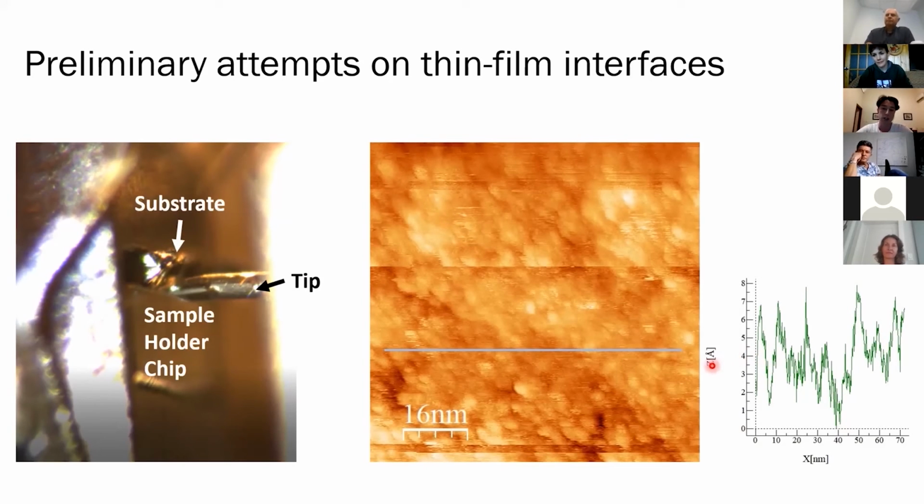And to corroborate this, we can see that the line profile is all within about 8 angstroms, which for this scale of picture is pretty good. It means that we have a reasonably flat surface.